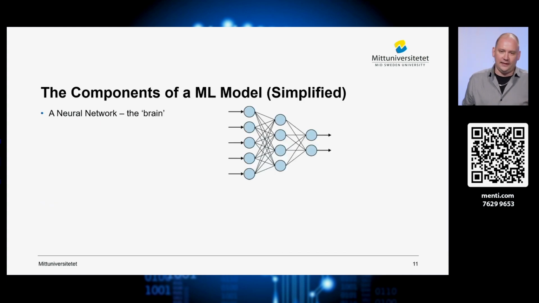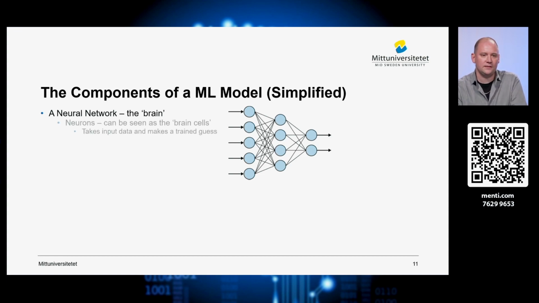So let's look at the components of a machine learning model then. And this is very simplified, okay? So that, you know, it's oversimplified maybe. So, the network, a neural network, which you have probably heard about, is sort of like the brain of the system. And this is usually illustrated in this way, as you see here on the screen.